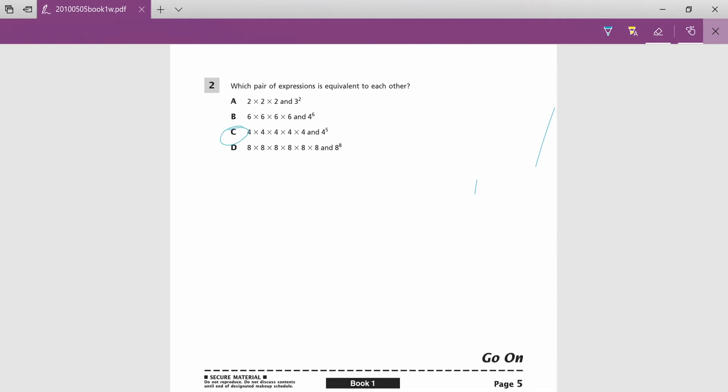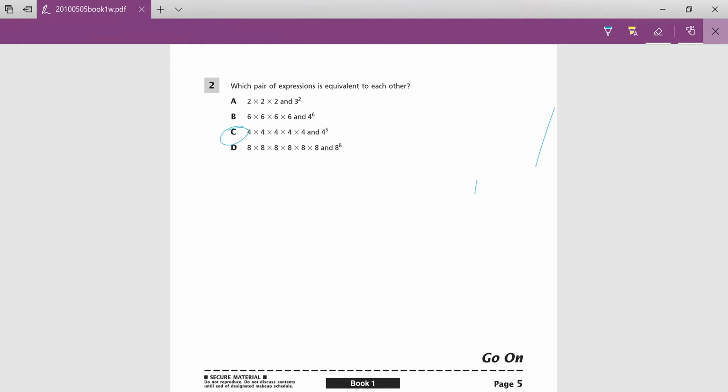Which pair of expressions is equivalent to each other? Now, for exponents, we need to realize that the coefficient is what you are actually going to multiply by itself, and the power tells you how many times you're going to multiply that coefficient. So for example, the correct answer would be C, 4 to the 5th power, and we are multiplying 4 by itself 5 times. So 4 times 4 times 4 times 4 times 4.